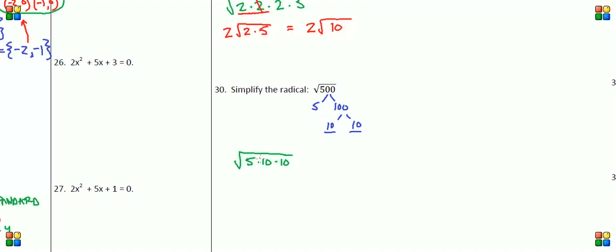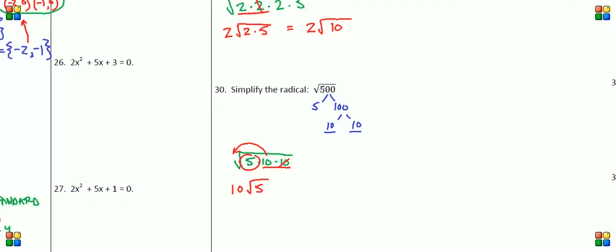We can see that we've got two prisoners inside the jail that are the same value. That means one of them gets out, one of them dies. We end up with 10 on the outside of the jail. The only one left in jail is the 5. So the simplification of the radical square root of 500 is 10 times the square root of 5.